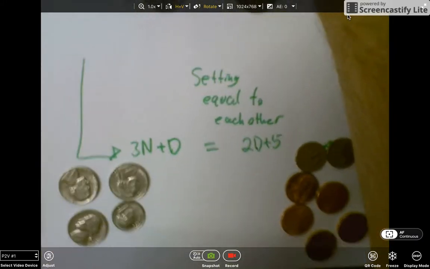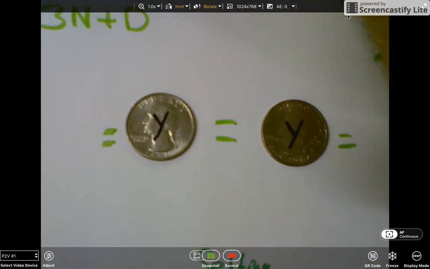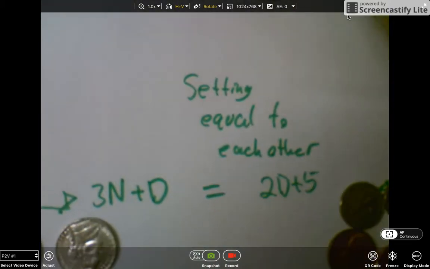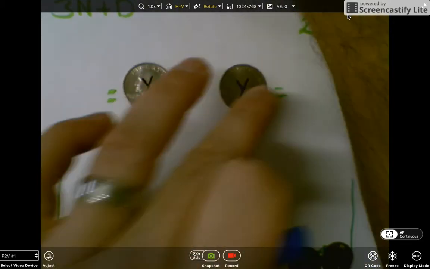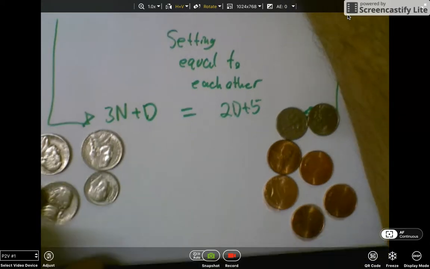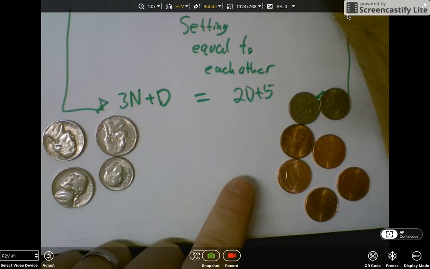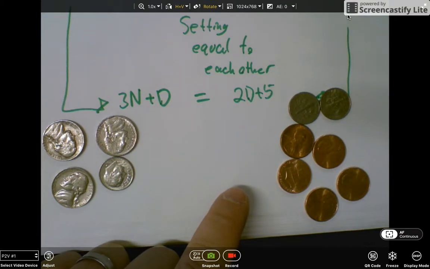So now I just rewrote it. I went from y equals y. Then I used what I knew about y equaling y and substituted, set them equal to each other. And I said not only does 25 cents equal 25 cents, but 3 nickels plus a dime equals 2 dimes plus 5 pennies.